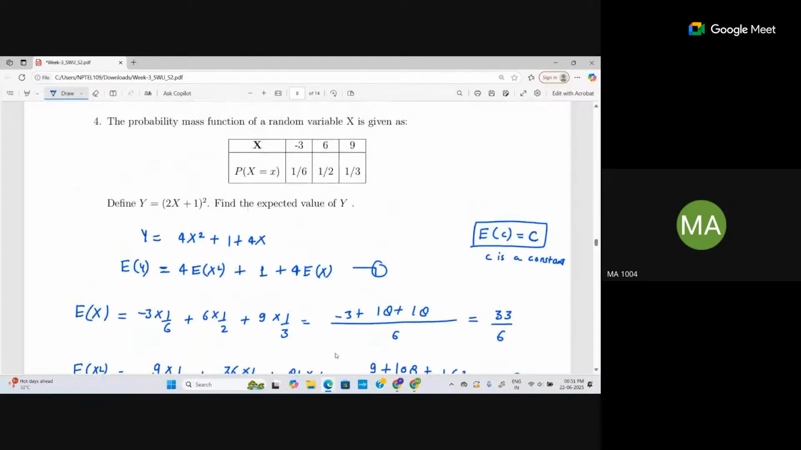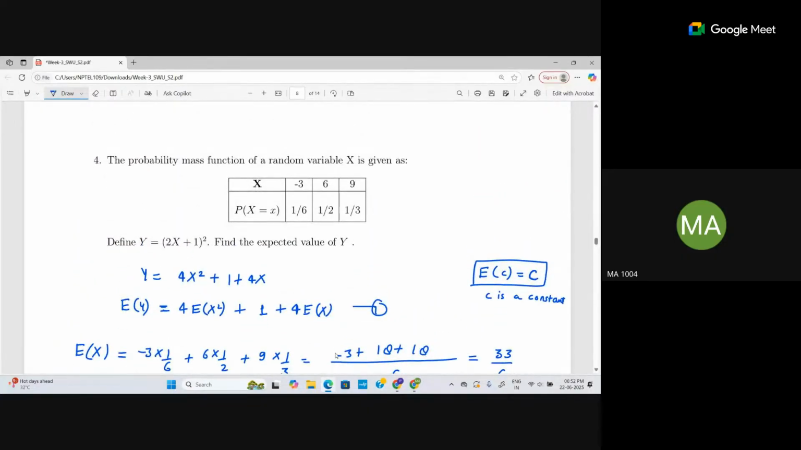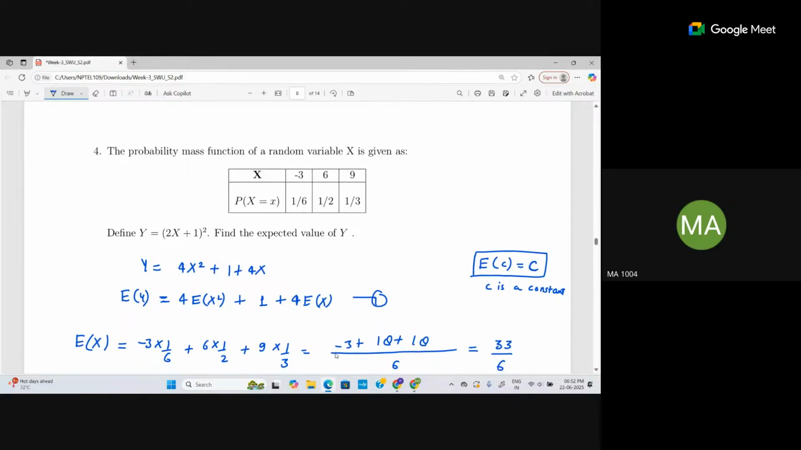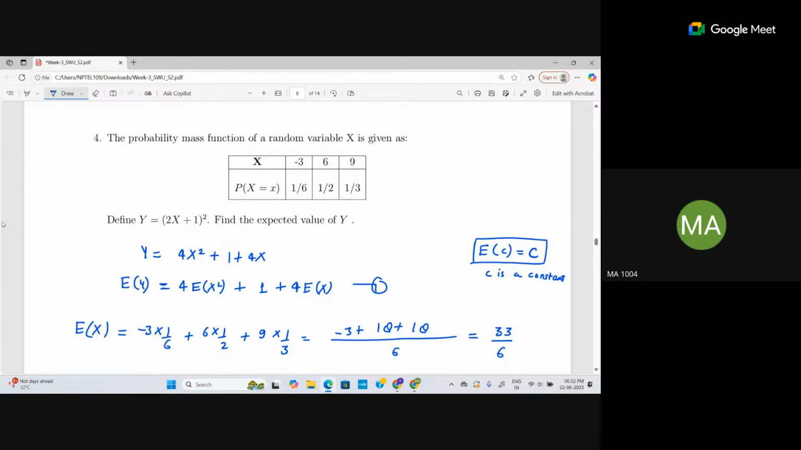Yes. So what we have done here, it is given that y is equal to (2x plus 1) whole square. So first we have opened the square. So this will become 4x square plus 1 plus 4x. Now we will take the expectation on both the sides. So when you take expectation on this, it will become 4 times expectation of x square plus expectation of 1. So expectation of 1 will be 1 only because it is a constant value. Then it will be 4 times expectation of x.